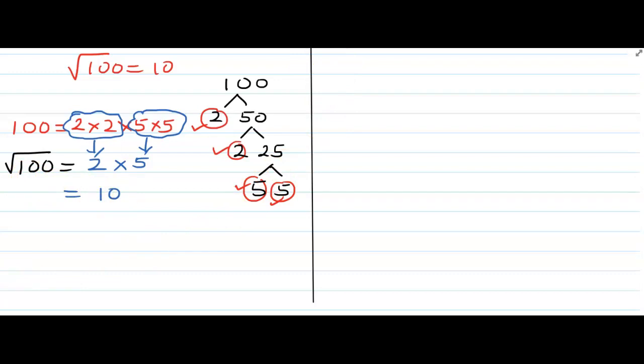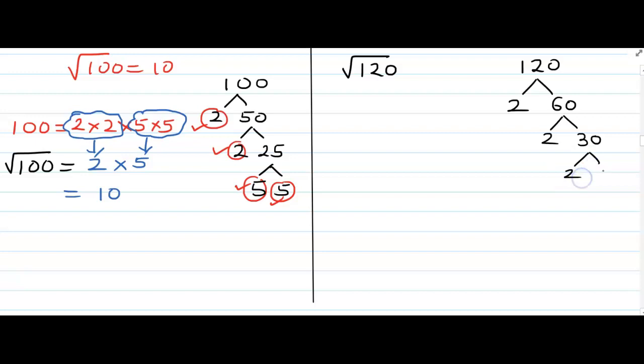Okay, let's see another example. Suppose the square root of 120. So we are not getting any square number. No problem. We can use the prime factor tree method. Start with 2. So 2 and 60. Then it is 2 and 30. Then it is 2 and 15. Now 15 doesn't come in the 2 timetable, then we can go for 3. 3 and 5.